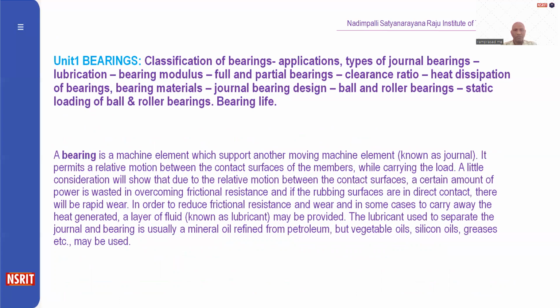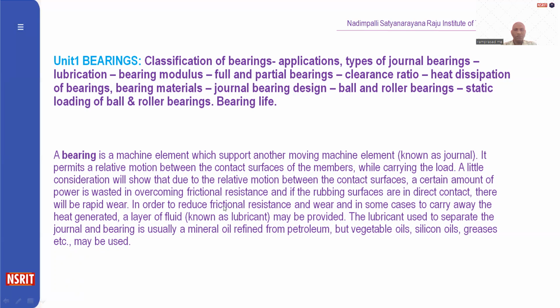A bearing is a machine element which supports another moving machine element known as journal. It permits a relative motion between the contact surfaces of the members while carrying the load. A little consideration will show that due to relative motion between the contact surfaces, a certain amount of power is wasted in overcoming the frictional resistance. And if the rubbing surfaces are in direct contact, there will be rapid wear.